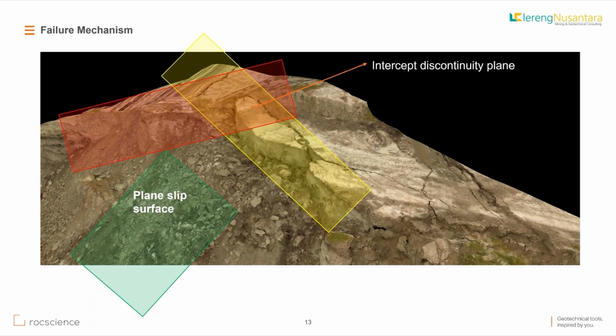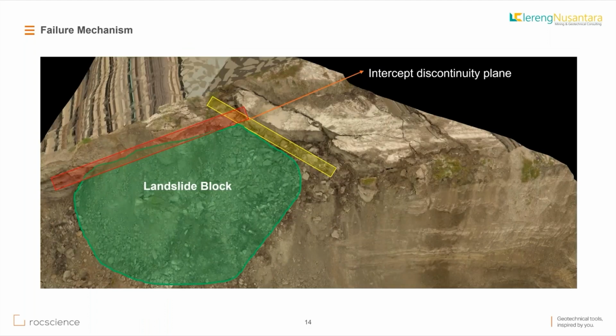And if we look closer, as you can see, we finally found the slip surface plane. The red and the yellow boxes are the two sets of intersecting discontinuities, while the green box is the slip surface formed by the intersection of those discontinuities. Next. And in this slide, you can see the slip surface plane from a different point of view. The red and the yellow are the discontinuity planes, and the green is the landslide block. Next.